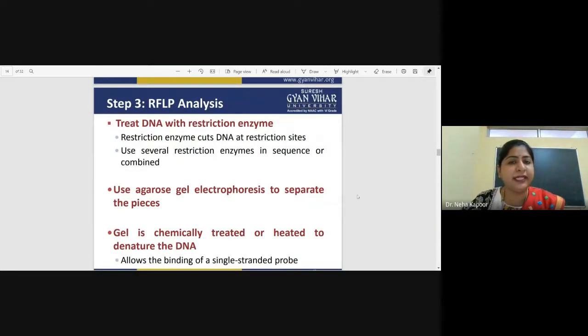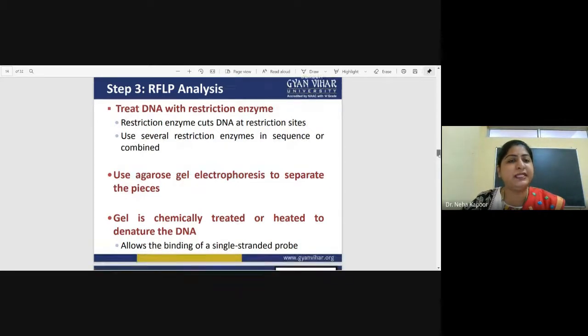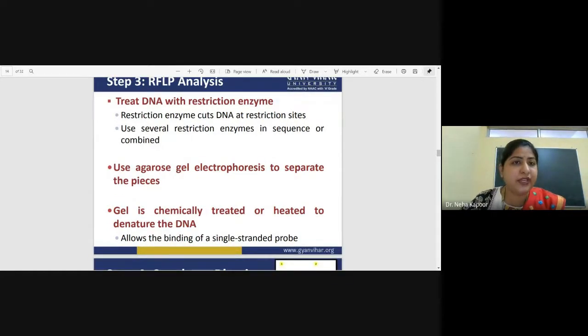Next, after getting the RFLP done, the next step is the complete procedure. First step was restriction enzyme digestion. That means restriction enzyme will cut the DNA at restriction sites. You can use a range of restriction enzymes, whether they are sticky end cutters or blunt end cutters. Whether you use one sequence or more than two sequences, you have to design your experiment accordingly. After that, once the restriction digestion is complete, the next step is agarose gel electrophoresis to separate all these fragments depending upon the variation in size.